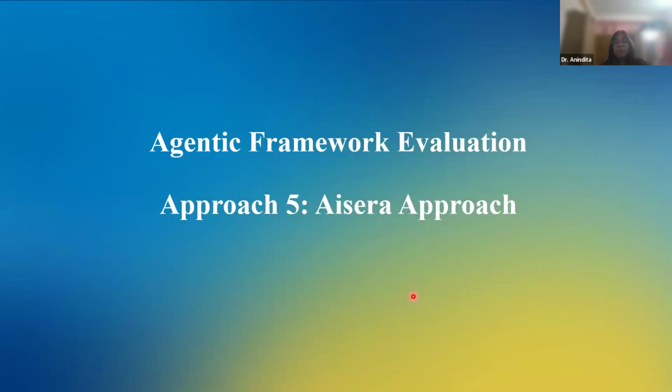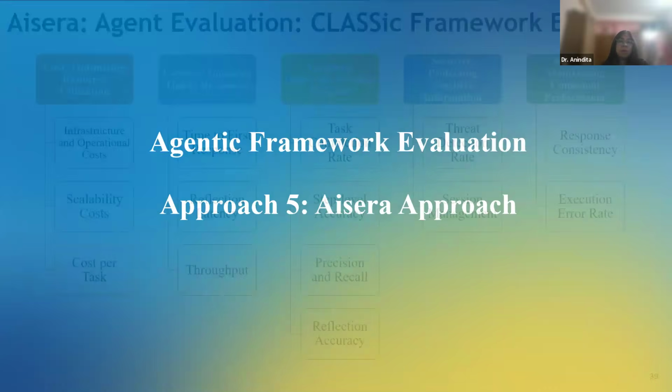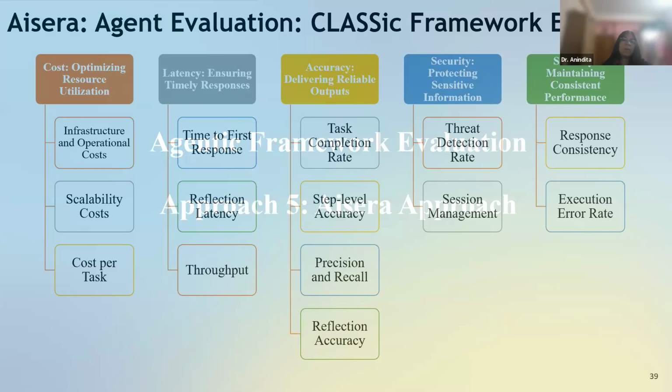Another agentic framework evaluation approach is the ISAR approach, which is a little more detailed. Cost: optimizing resource utilization, infrastructure and operational cost, scalability cost, cost per task. Latency: ensuring timely responses, like time to first response, reflection latency, throughput. Accuracy: delivering reliable output, task completion rate, state-level accuracy, precision and recall. Security: protecting sensitive information, like threat detection rate and session management. Stability: maintaining consistent performance, response consistency, execution error rate.